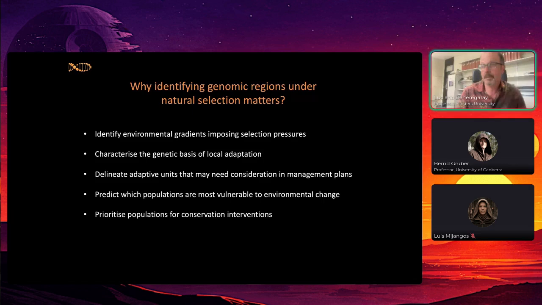But you might ask your question, especially the folks who said no to the poll: why does identifying genomic regions under selection matter? Well, first of all, we can have an idea by doing those tests of what kind of environmental variation matters to your study species.